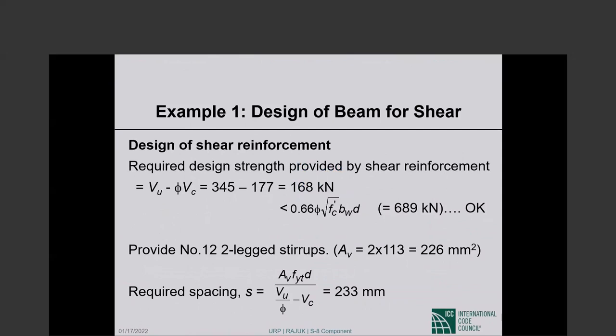So V sub u minus phi times V sub c in our case is 345 minus 177, which is 168 kilonewtons. And that is less than 0.66 phi square root of f sub c prime. So if we go for 12 millimeter two-legged stirrups, two legs have a total cross-sectional area of 226 square millimeters. The spacing comes out to 233 millimeters from this expression. Okay, 233 millimeters.